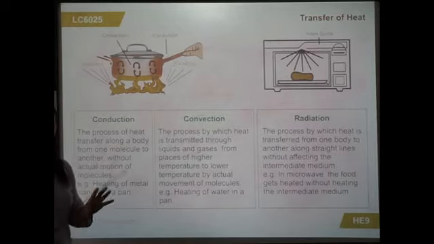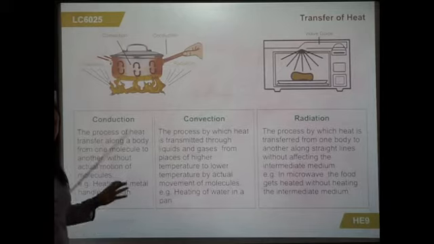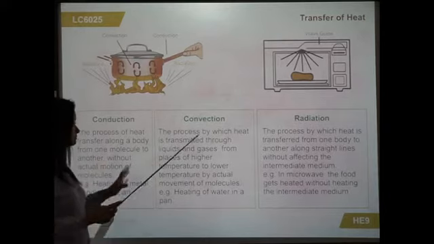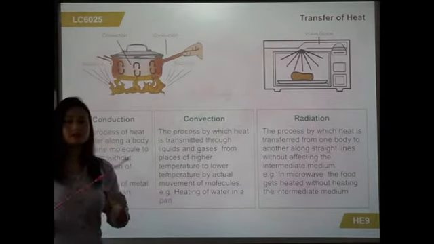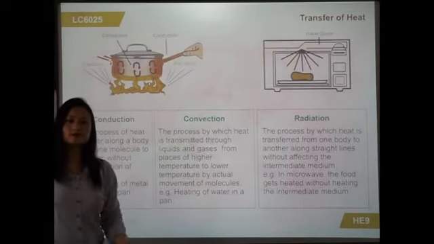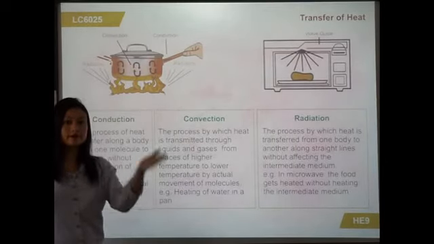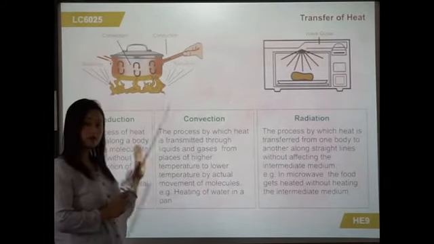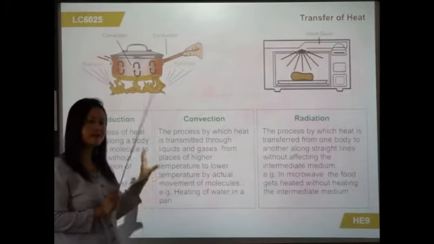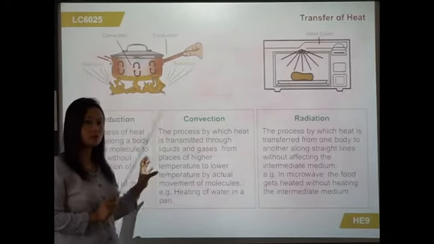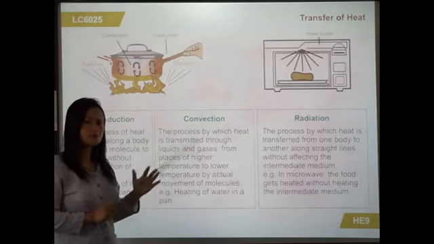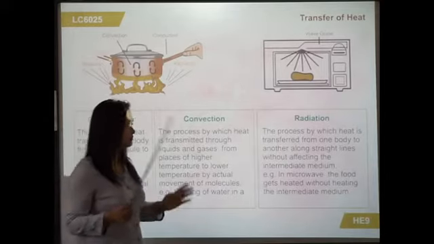And conduction is possible in solids, liquids and gases. It's mostly common in solids because the particles are tightly packed, thus the heat can be transferred easily in solids. Convection. In convection, hot particles rise up, cool particles come down. So a series of currents is formed, which is your convection. And convection is possible only in liquids and gases, which means only in fluids, because in solids particles are not free to move.